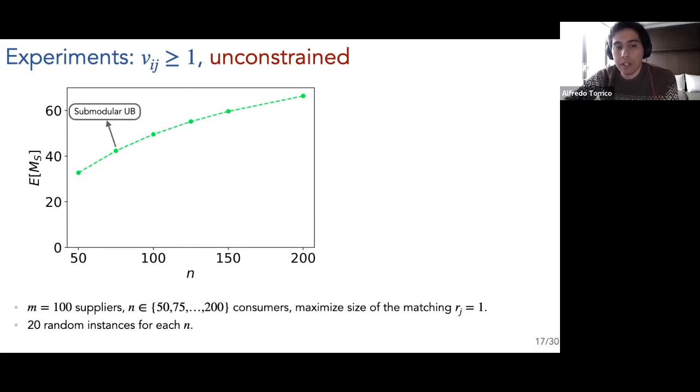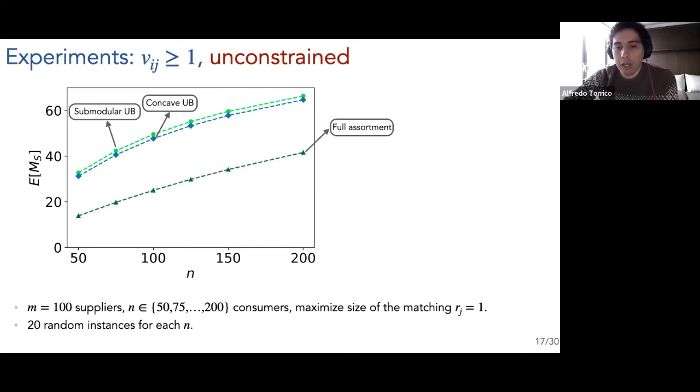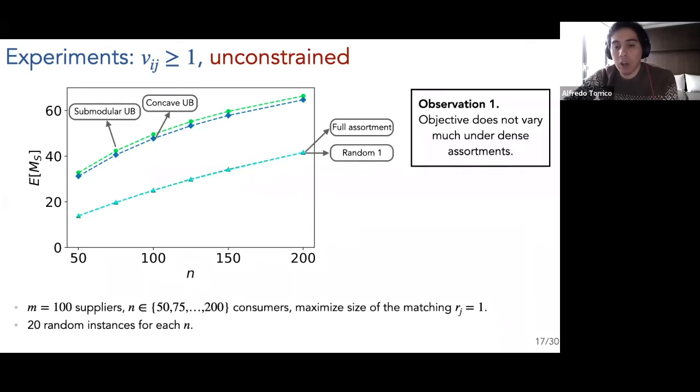First, in green, we have an upper bound that we derive from some modular optimization. We also derive an upper bound from a concave relaxation that actually performs a little bit better. Since it's unconstrained, we can show the full assortment, meaning that we show everything to each consumer. As you can see, it has this performance in dark green. We also run a random assortment in which we include each supplier with probability a half in the assortment of each consumer. These two assortments are dense, meaning they are very large, and we see that the objective of our problem doesn't vary much under dense assortments.